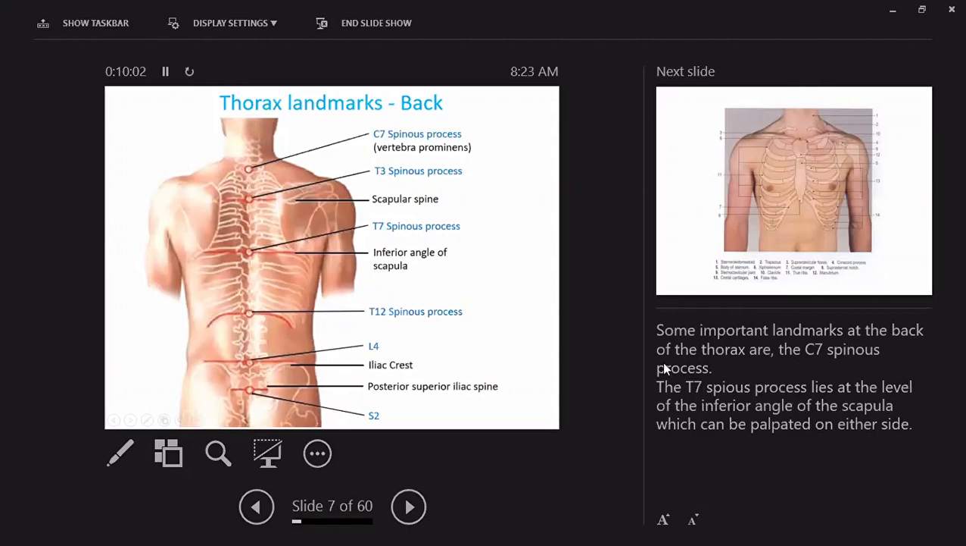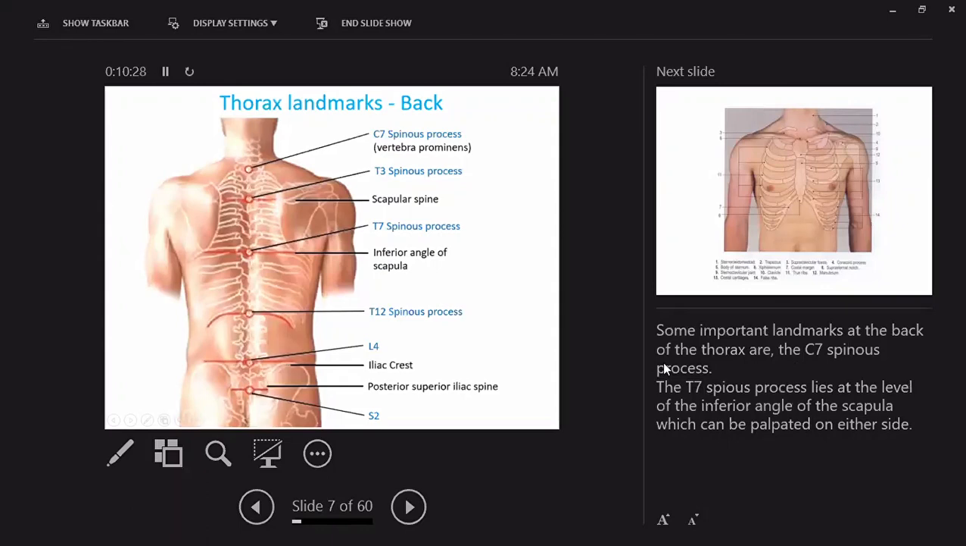It's called the vertebral prominence. I'm sure you remember that C7 is a bit of a different vertebra from the rest of the cervical vertebrae. It has a long spinous process which you can feel in your neck. The next one you are able to feel is the T3 spinous process and the T7.